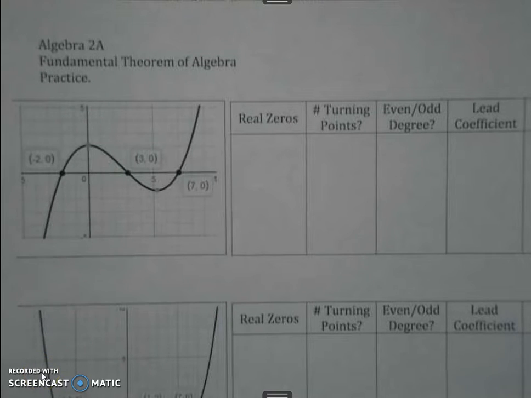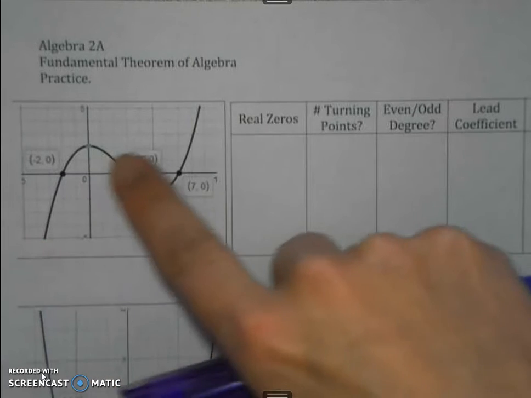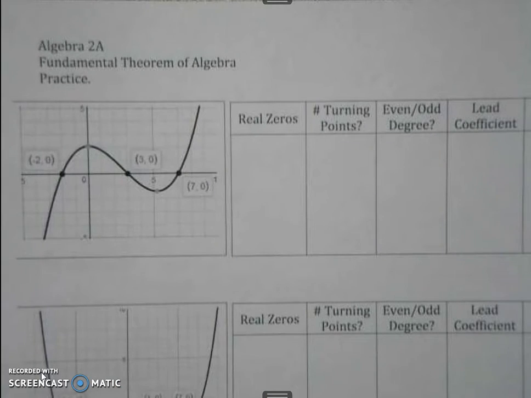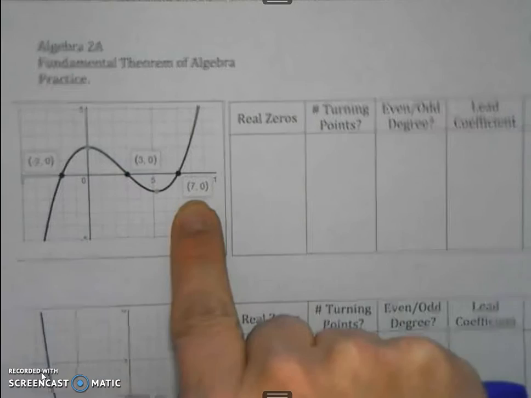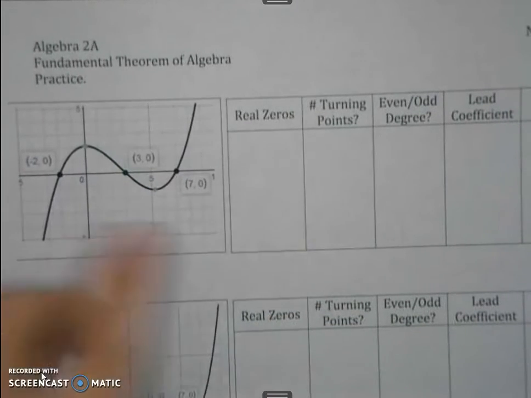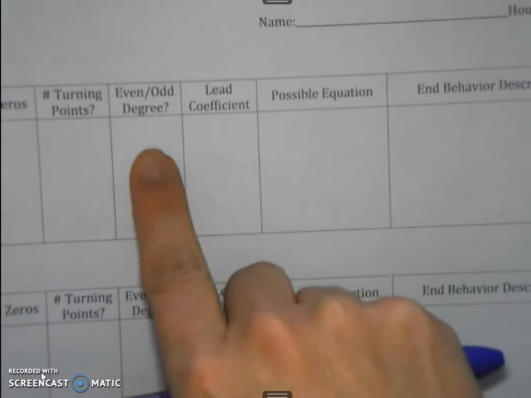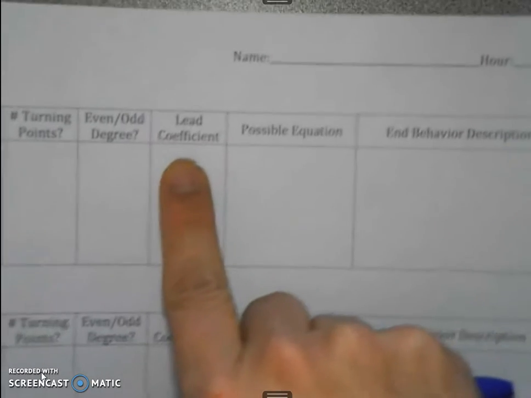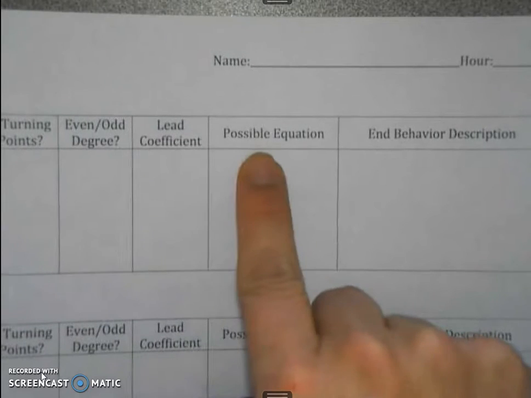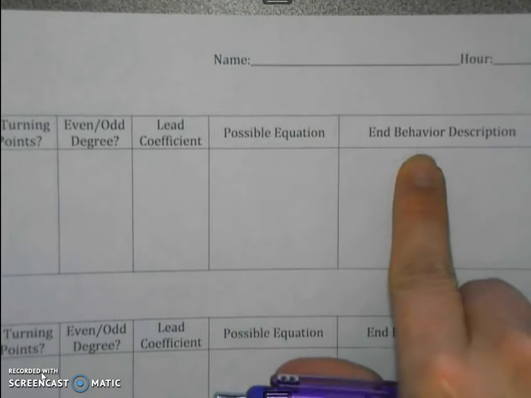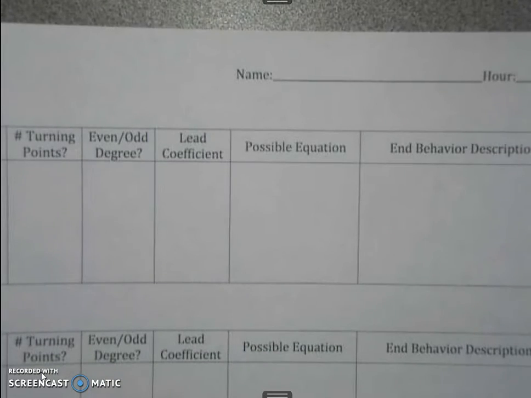Yeah. So on the fundamental theorem of algebra, you'll notice they've given us a graph and it's identified the zeros. And we would like to know the number of real zeros, the turning points, would the degree be even or odd? What would the lead coefficient be? What would the possible equation be? And the end behavior. And I know at first this seems pretty daunting, but you can do this.